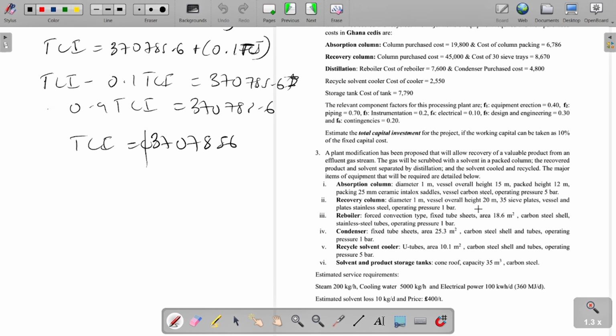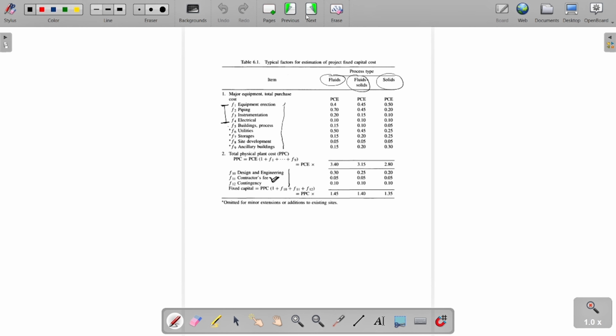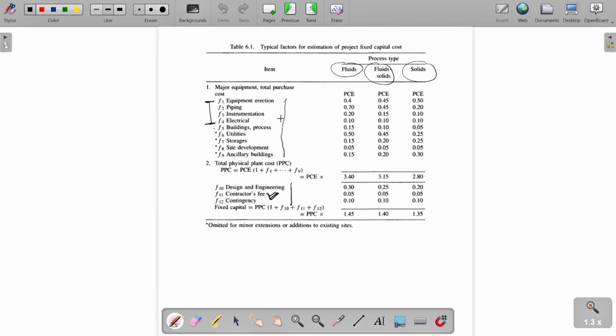And over here you can see that a plant modification is being made. Since you're making a modification, it means it's an already existing plant. So the factors you'll be needing are just F1 to F4, then F10 and F12. This one didn't give us any factors, so we are using our own factors. So it's F1 to F4, then F10 and F12. That's F10 and F12 for indirect cost, then F1 to F4 for the direct cost. That's how we evaluate them.